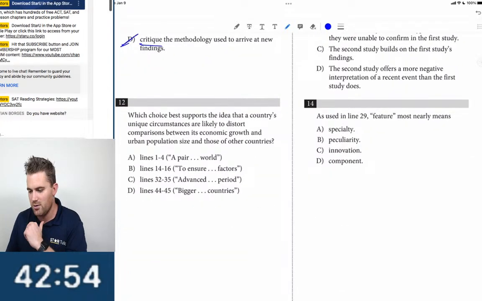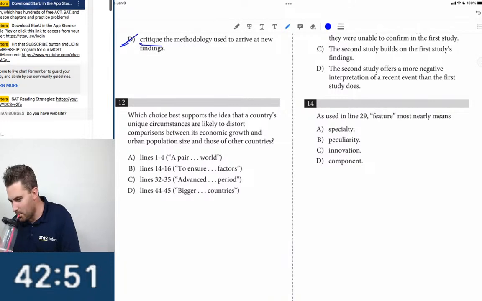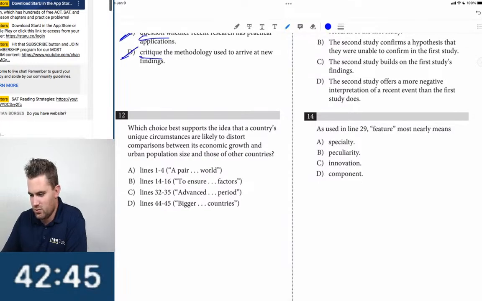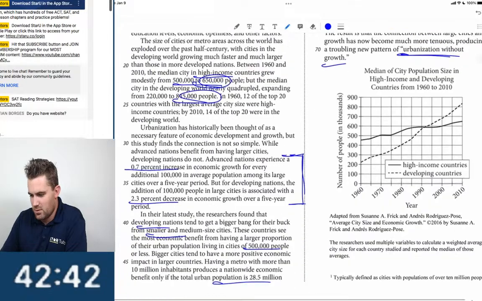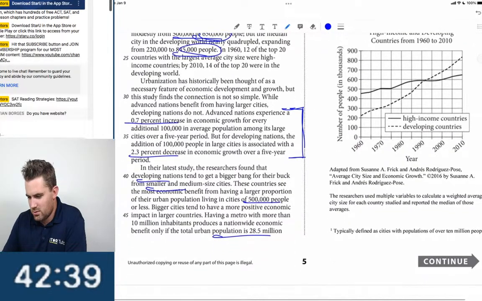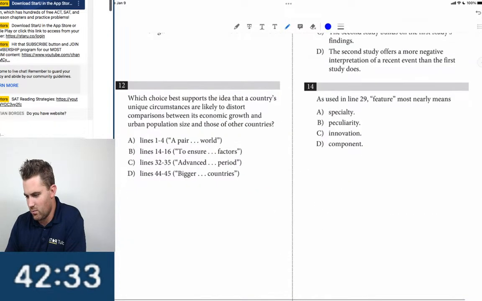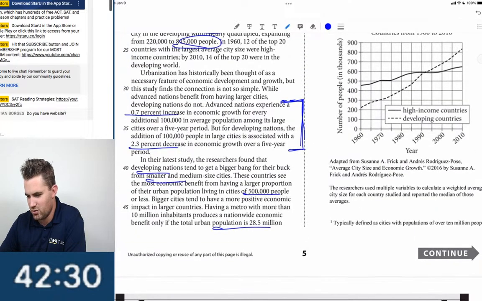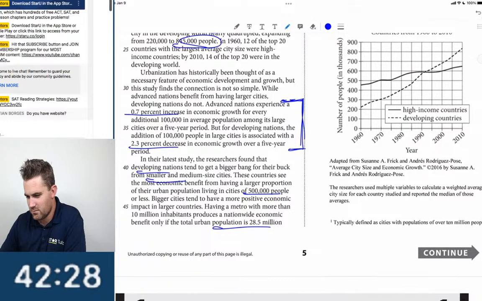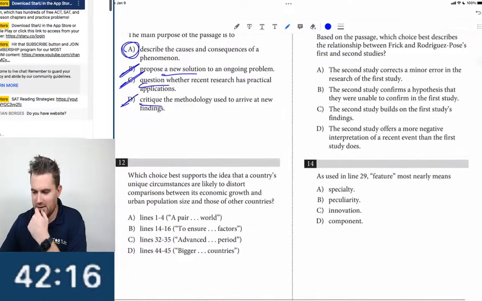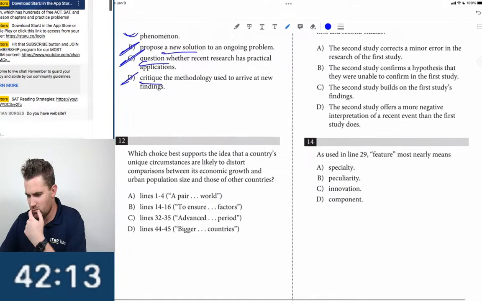Which choice best supports the idea that it can do unique circumstances? I think it's going to be right here, right? Well, advanced nations. Do we have that somewhere? 32 through 35. Well, developing countries, advanced nations benefit from having large cities. Developing nations do not, I think, right? Do you guys see that for this number? It's definitely not A. I'll say that.